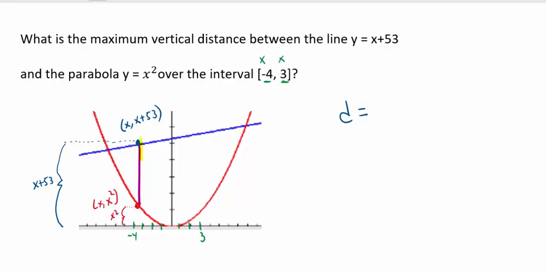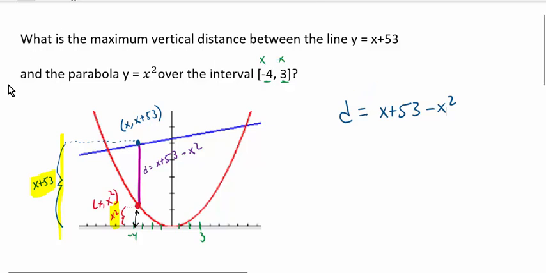Now, to find an equation that represents the distance of the vertical line, I argue that since the large distance is x plus 53, and this gap in here is given by the expression x squared, then I can subtract the large minus the small to get that distance of the vertical line to be x plus 53, which was the large distance, subtract off x squared, which was that small distance down here. So back over here, I'm going to say the distance is x plus 53, subtract x squared, and my job is to find the maximum distance, d, on the given interval, and to do that I'll use my graphing calculator again.